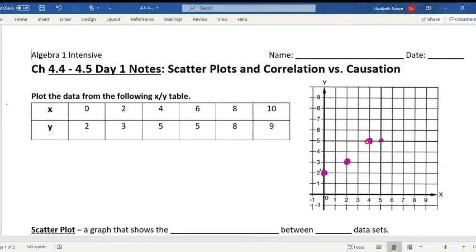4, 5. That's right 4, up 5. 6, 5. From the origin, that's right 6, up 5. Did that sound nice? Huh? No, it's not going to be a perfect line. That's part of the point. I'll talk about that in a second. And then 8, 8 from the origin, that's right 8, up 8. And then 10, 9 from the origin, that's right 10, up 9.